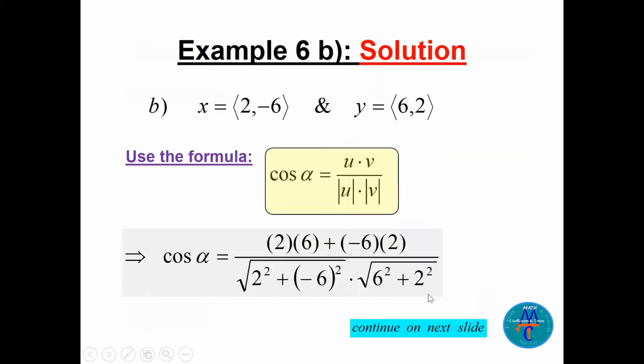Let's see part B. The vectors x and y. Same formula, just different numbers: (2, -6) and (6, 2). So let's find the dot product. 2 times the 6 here, plus -6 times this 2 there, divided by the magnitude of this one, 2 squared plus (-6) squared, times the magnitude of y, 6 squared plus 2 squared. And we can simplify it, please, and check it before you see the next slide if you like. Let's go.